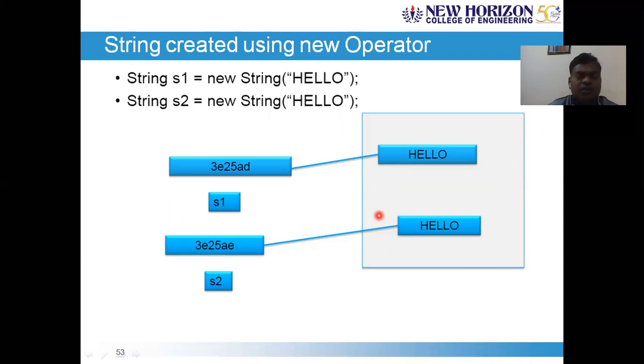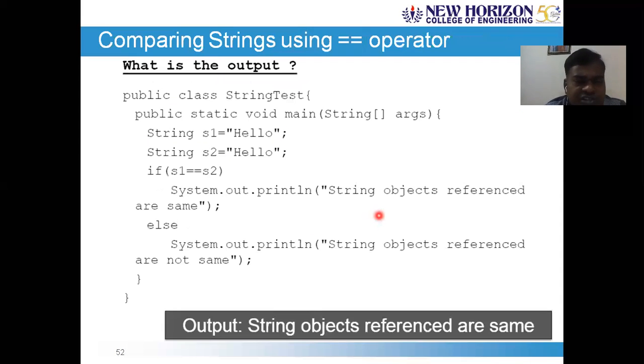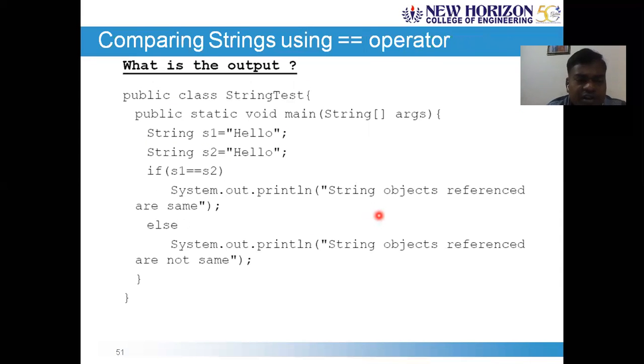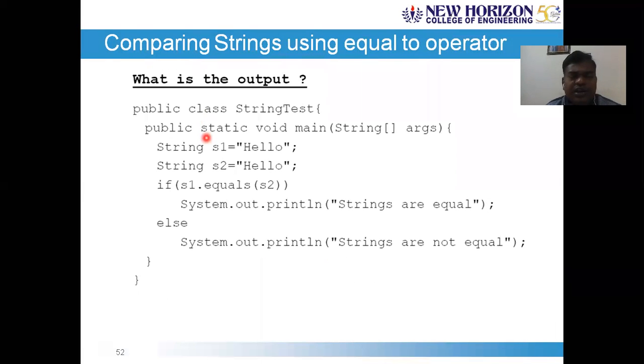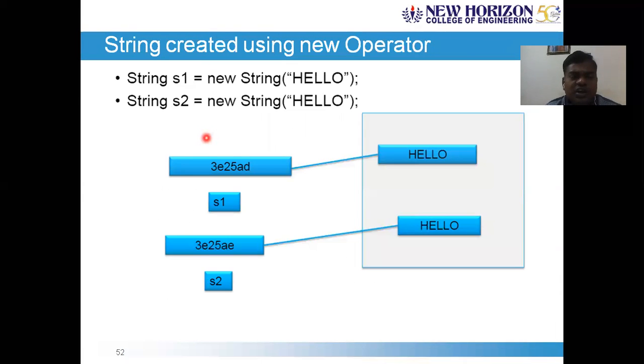Take an example of another one. Here we are creating a string using a straightforward technique, just by assigning a string within a pair of double quote marks and assigning it to S1. Here is another technique for creating a string, using the new operator. So strings are created using the new operator. String S1 is equal to new String("hello") and string S2 is equal to new String("hello").